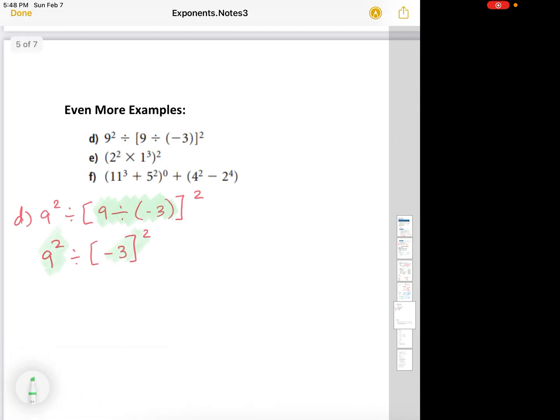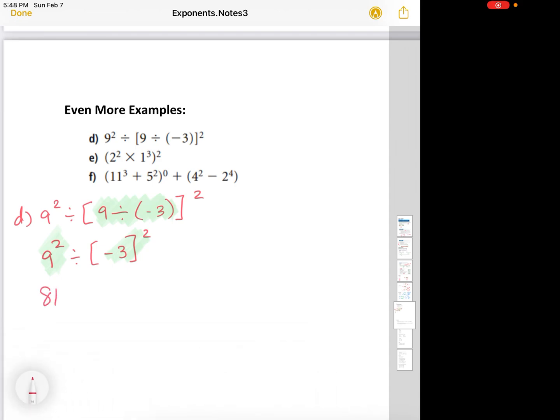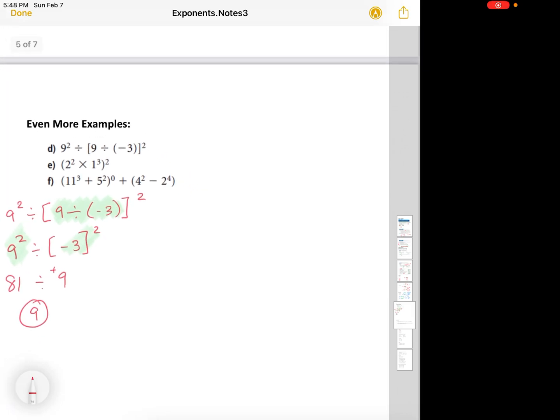Now we can do each of these before we divide. 9 squared is 81. Negative 3 squared is 9. It's positive 9. I'm going to make a note of that. Negative 3 times negative 3 is positive 9 because that 2 is on the whole thing. 81 divided by 9 is 9.